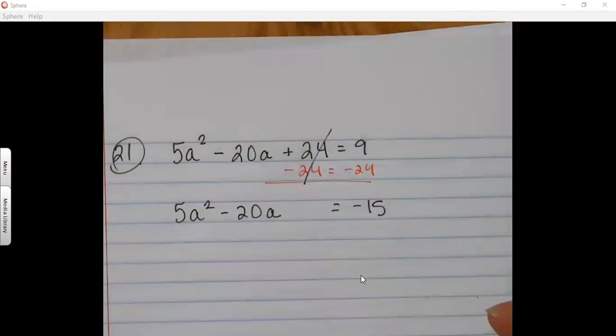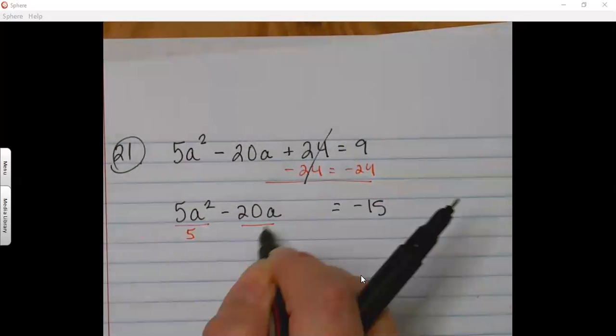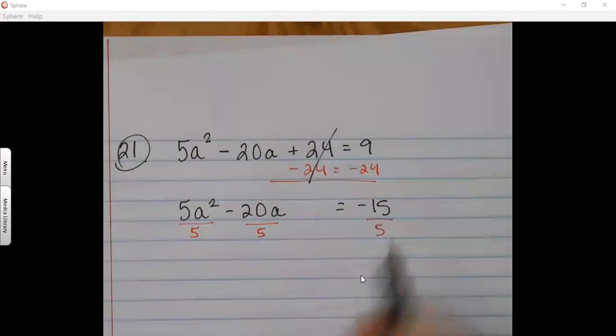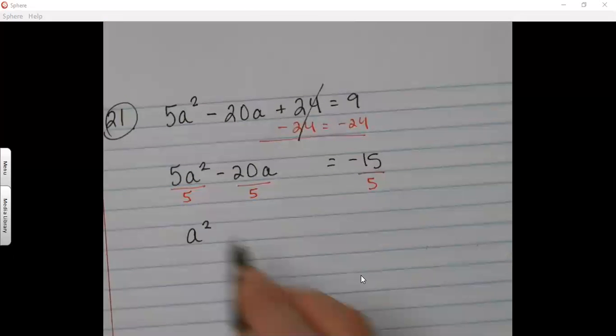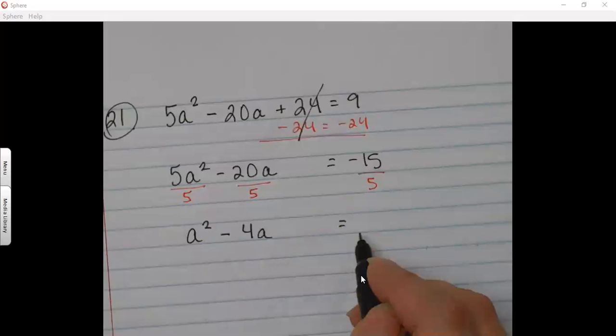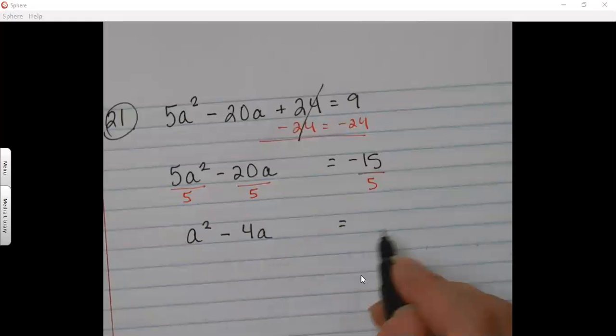Now what? Not yet. Divide every term by a if a is not 1, and it's not, a is 5. So we get a squared minus 4a equals negative 15 divided by 5 evenly. That's nice, we won't have a fraction there. What do you get? Negative 3. 15 divided by 5 is 3.